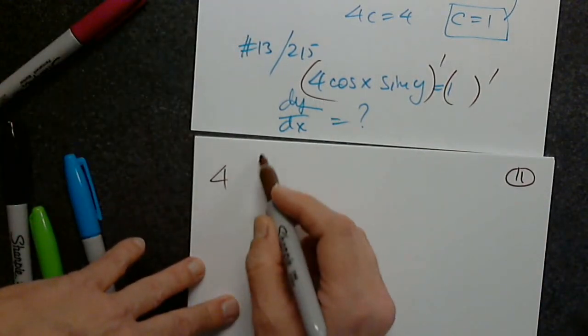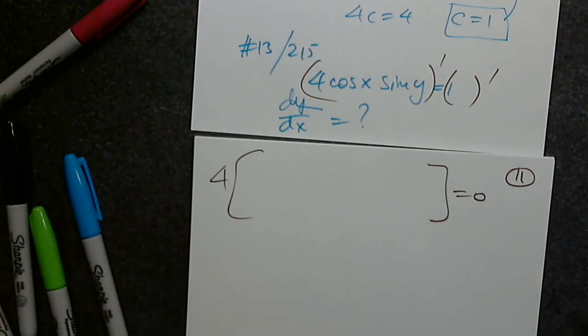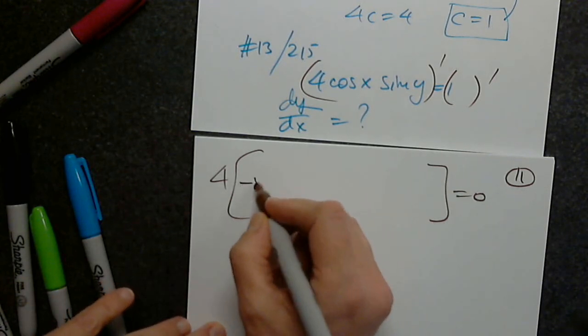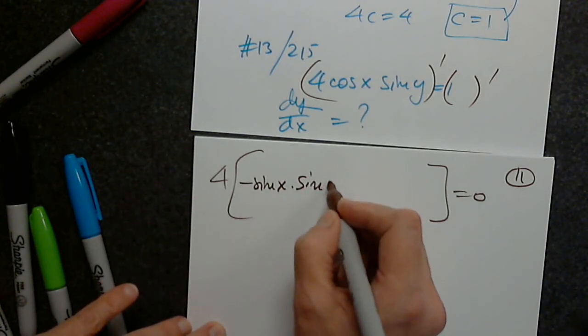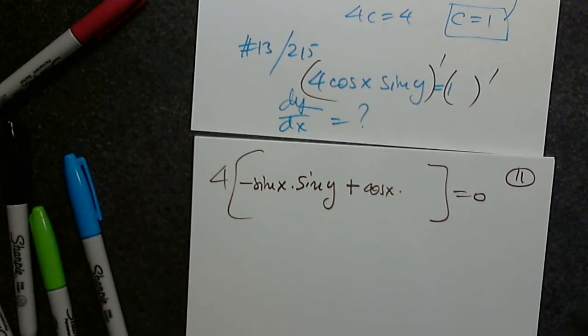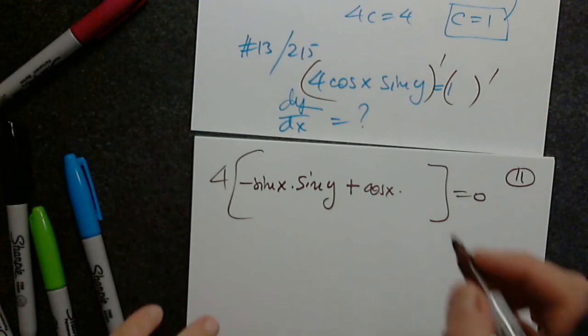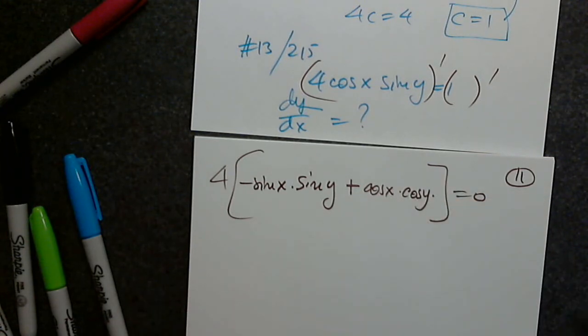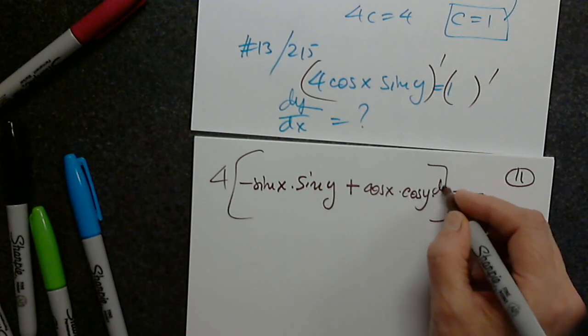So 4, leave the 4 outside. There is no need to involve 4 in any of our calculations. You can wait patiently and then we'll distribute it. Cosine prime is negative sine x, and we multiply by sine y, and then plus cosine x, because it's the product rule. So now we have to differentiate sine y. And when I differentiate sine, I get cosine. But since y is a function of x, I have to multiply by dy over dx.